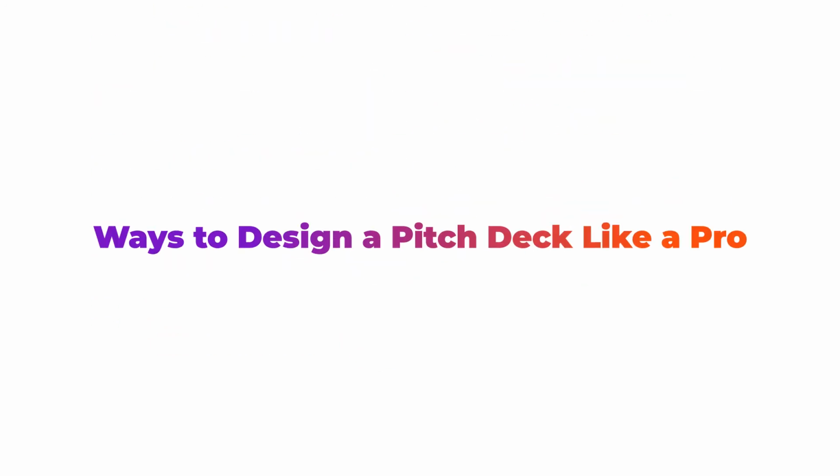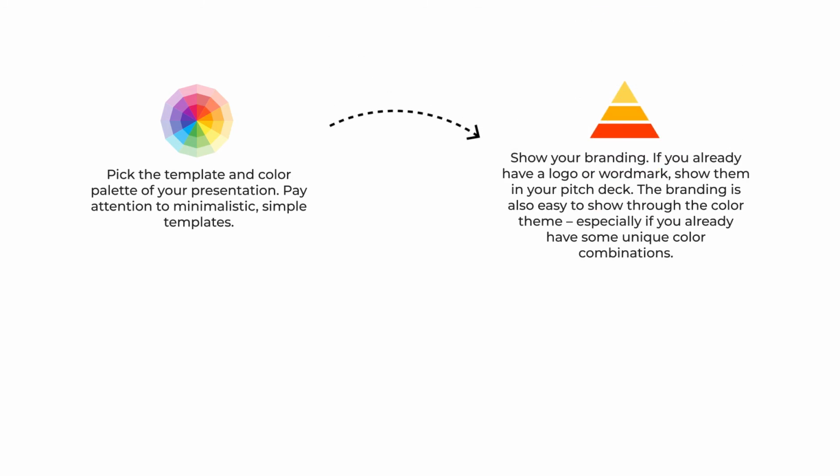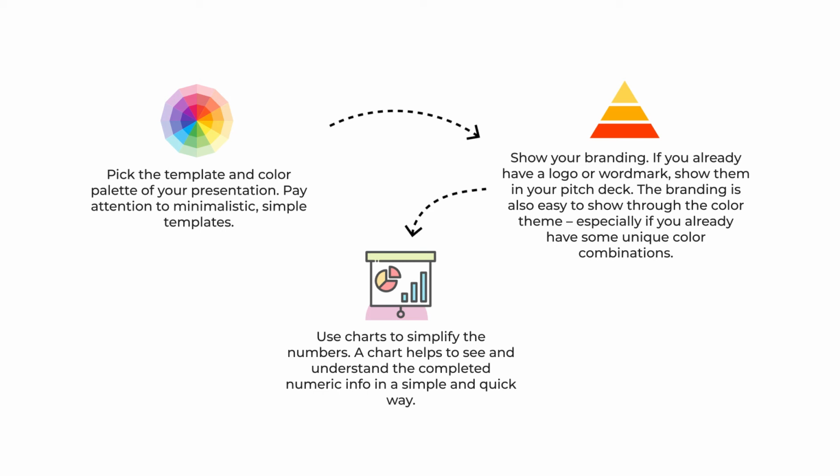There are some crucial tips everyone should know to create an eye-catching pitch deck. Pick the template and color palette of your presentation. Pay attention to minimalistic, simple templates. Show your branding. If you already have a logo or wordmark, show them in your pitch deck. The branding is also easy to show through the color theme, especially if you already have some unique color combinations. Use charts to simplify the numbers. A chart helps to see and understand the complicated numeric info in a simple and quick way.